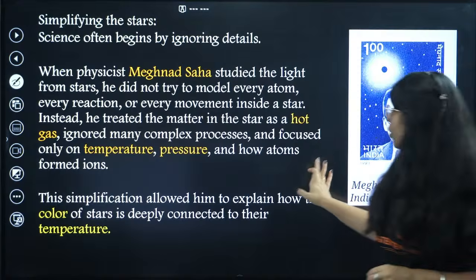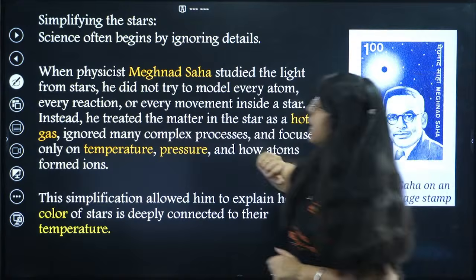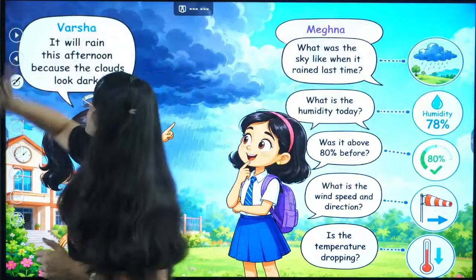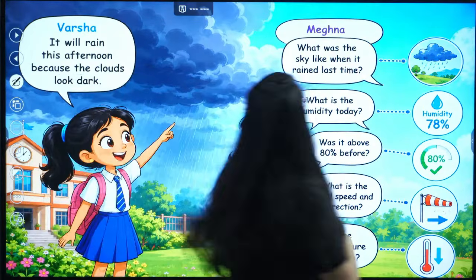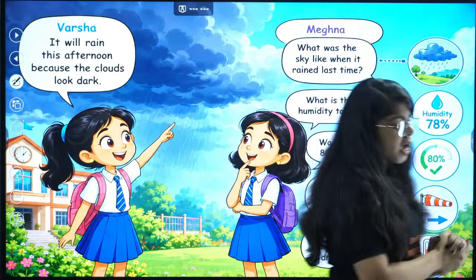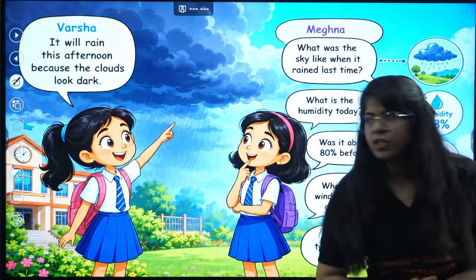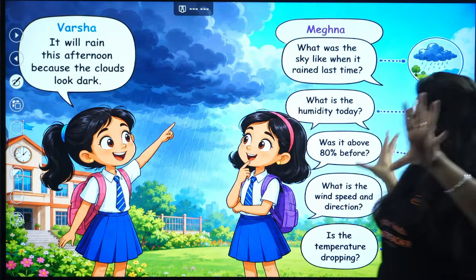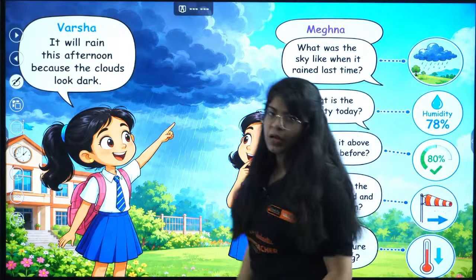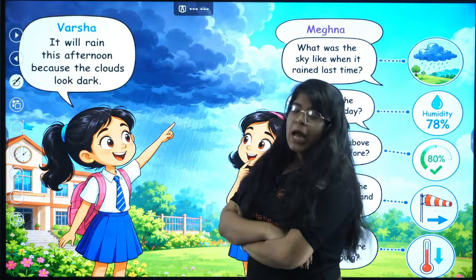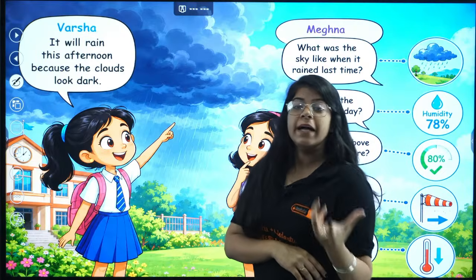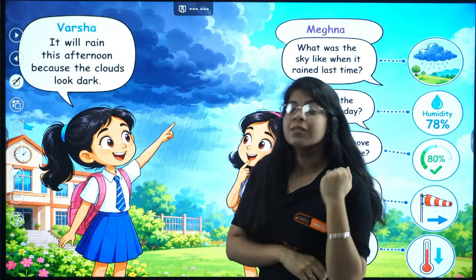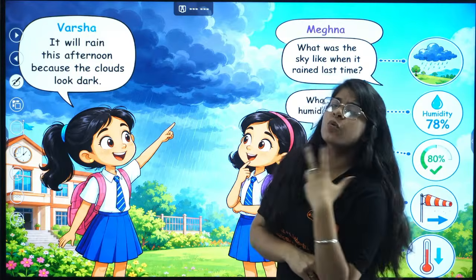Now moving on, we have one more interesting thing, a conversation between Meghna and Varsha. So there are two people, and Varsha says that it will rain this afternoon because the clouds look dark. Now you are Meghna. We studied that we have to ask the right kind of questions. Now what questions can you ask?